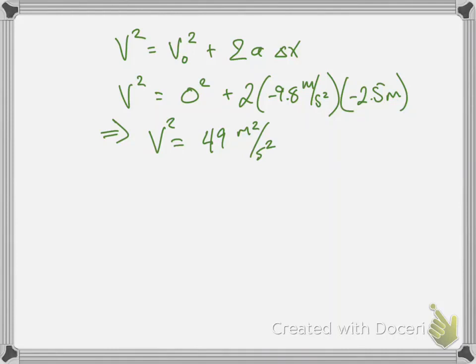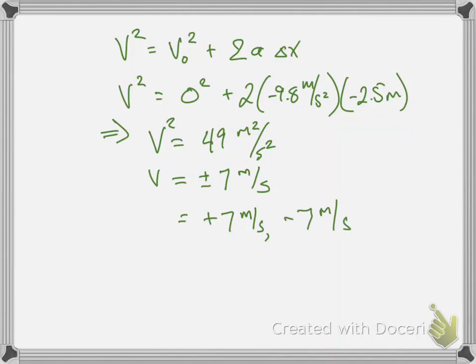First of all, carrying your units, making sure they work. When we take the square root of meters squared per second squared, we've got meters per second. And second of all, when you take a square root, what's the square root of 49? The square root of 49 is not 7, it's plus or minus 7 meters per second, right? We're so trained to think positive square root, but the square root is plus or minus 7. So there are two answers. It's either plus 7 meters per second or it's minus 7 meters per second.